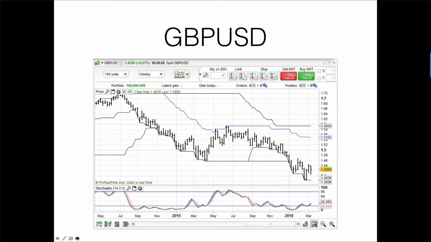Okay, this is what really got me excited, though. We have weekly stochastic divergence on the British pound. We made lower lows on the British pound here, but the stochastic went up. That means that we should see a major trend change or a major counter trend move. Now that means that we should move at least up to 50% of this line, so up to 152.